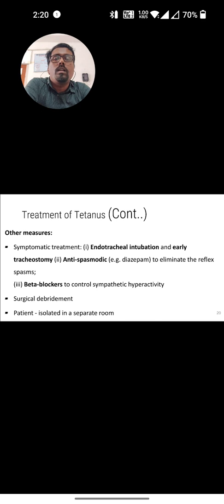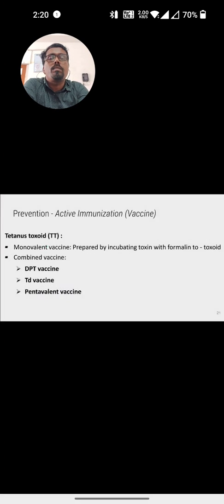Other measures include symptomatic treatment, where endotracheal intubation is recommended when there is a respiratory muscle spasm, and early tracheostomy. Antispasmodics like diazepam are given to eliminate the reflex spasms. Beta blockers can be given for sympathetic hyperactivity. Surgical wound debridement can be done. The patient is isolated in a separate room. These are the other measures to be followed.